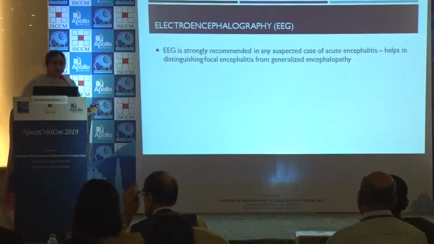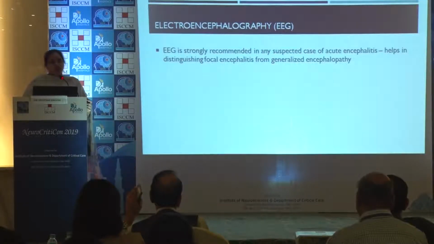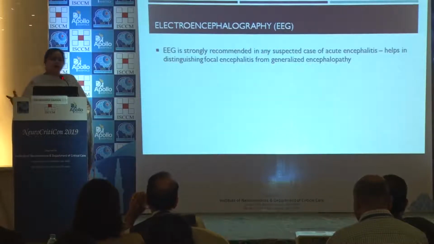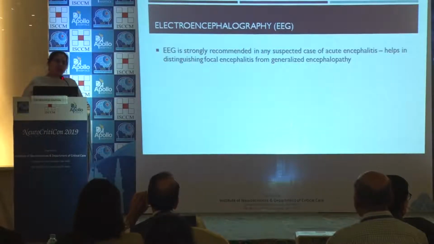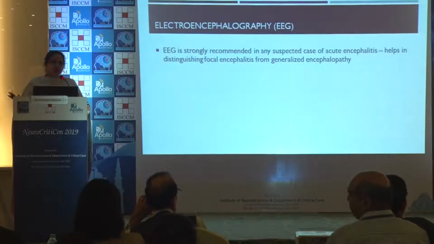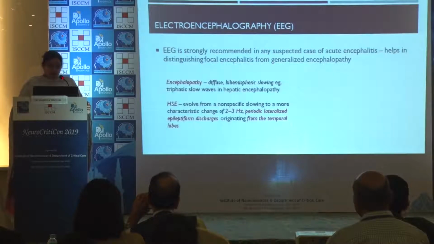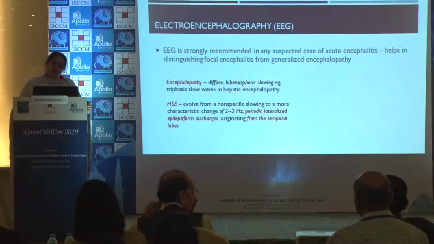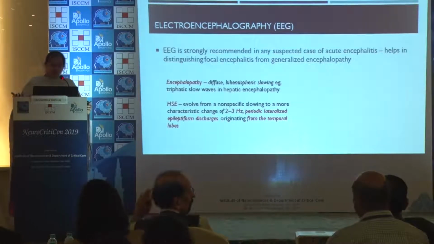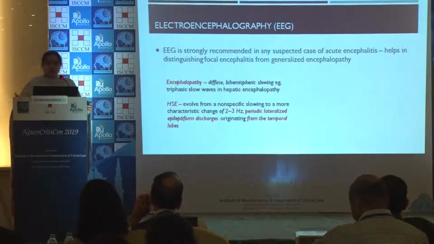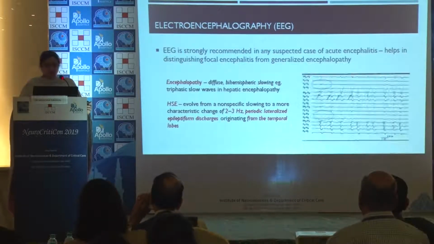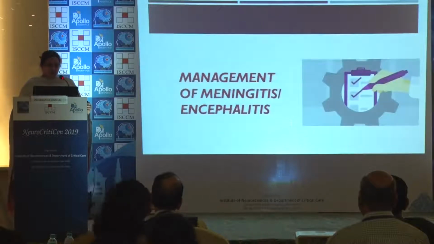How about an EEG? EEG, if a patient has presented to you with seizures, it may help you in differentiating a patient with viral encephalitis from a patient with a generalized febrile encephalopathy. All right, so in encephalopathy, there would be a diffuse slowing, but in herpetic encephalitis, there would be PLEDs coming on from the frontotemporal lobes, which may be affected. All right? So EEG may help you.